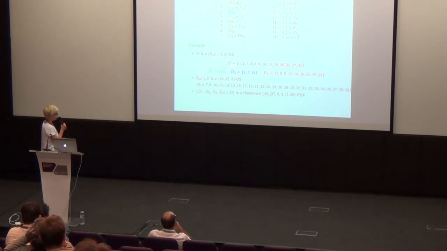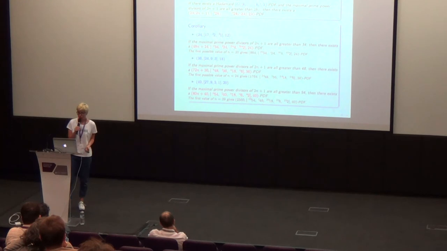Here we started from a difference set in Z40, and here are the three blocks of the difference set, and if you add another block, which is the complement of D, then you get a Hadamard partition difference family with these parameters here.